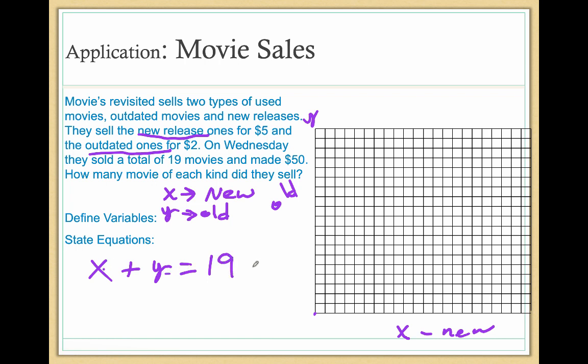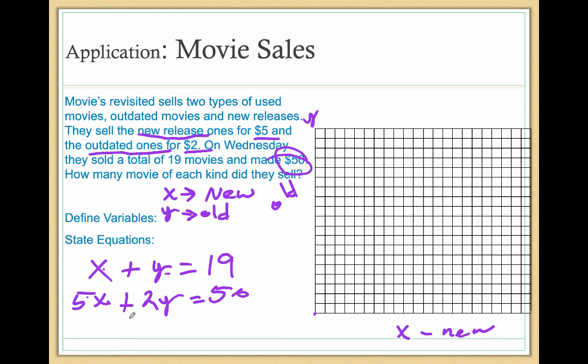So number of movies, total number of movies. And it says that they're $5 for the new ones, $2 for the old ones, $50 total. So I'm going to have 5x, 5 times every new movie, 2 times every old movie is $50. So we're going to graph both of these now.